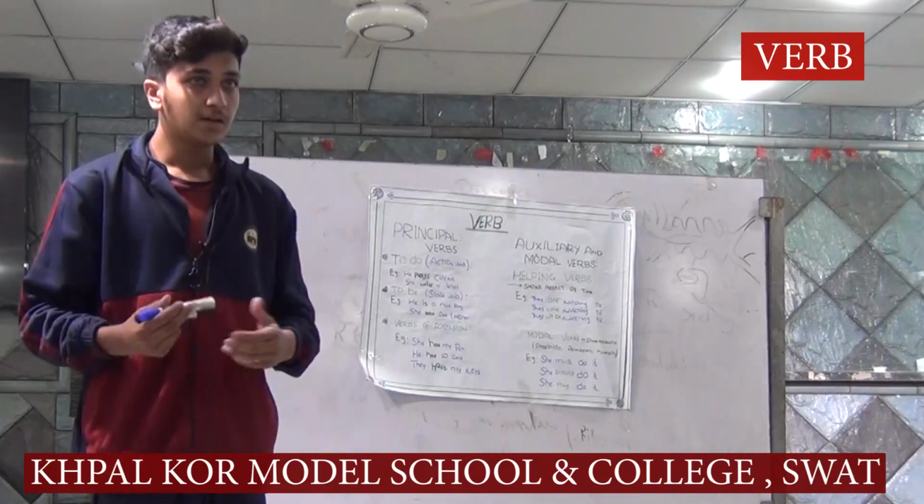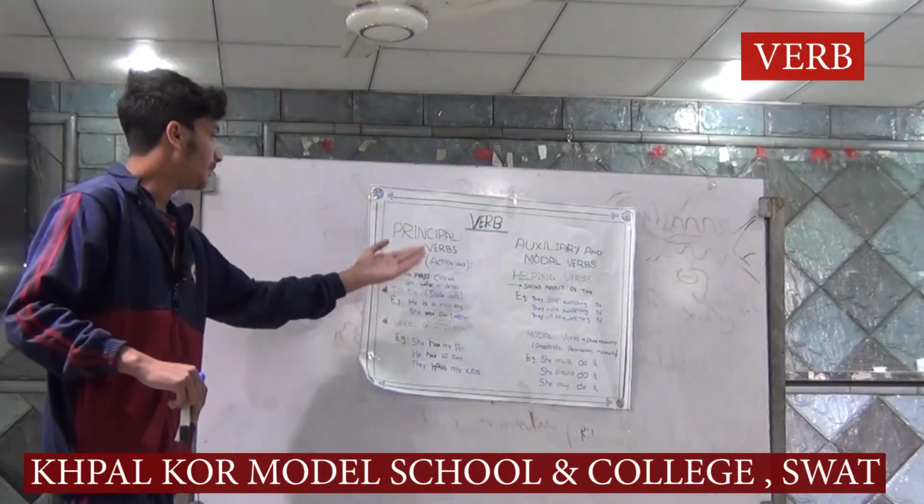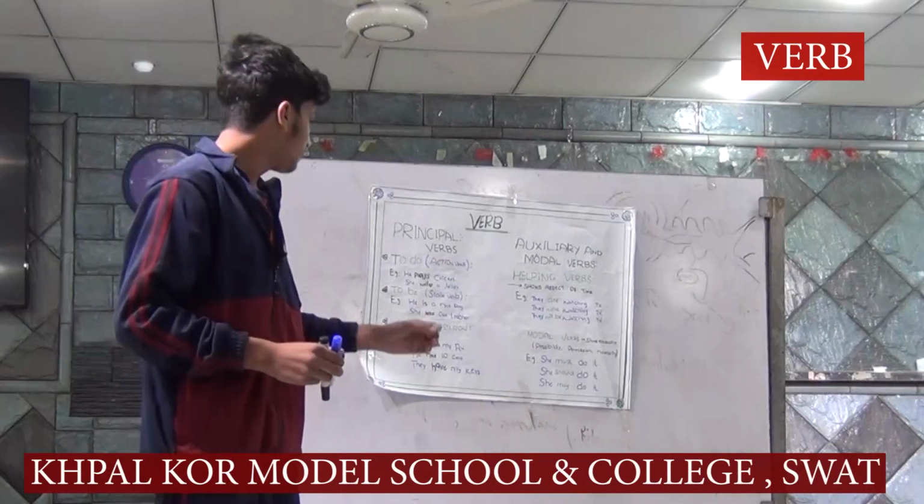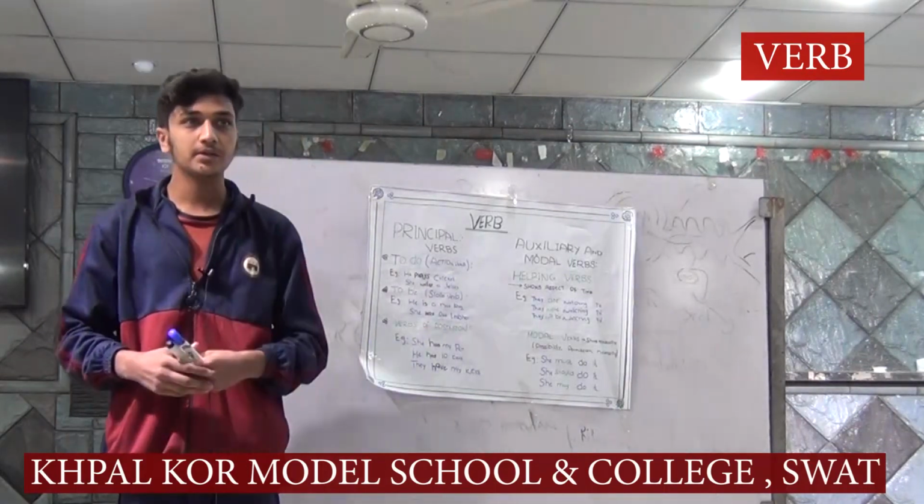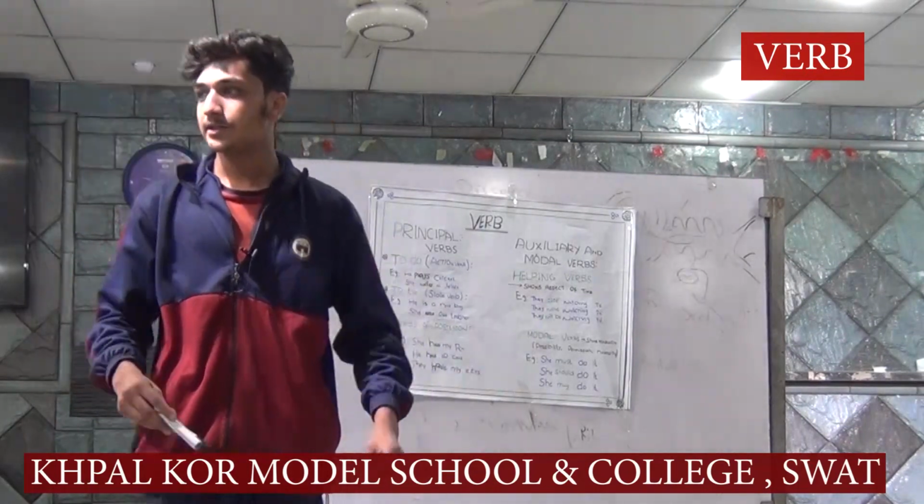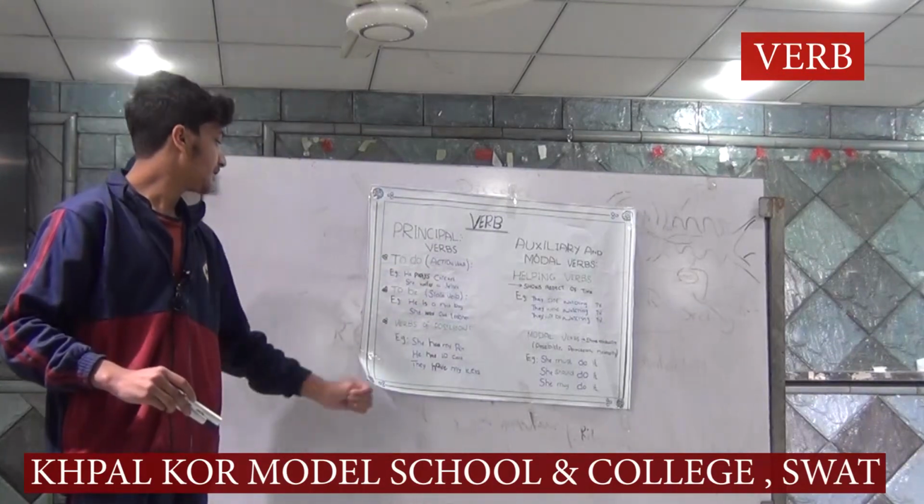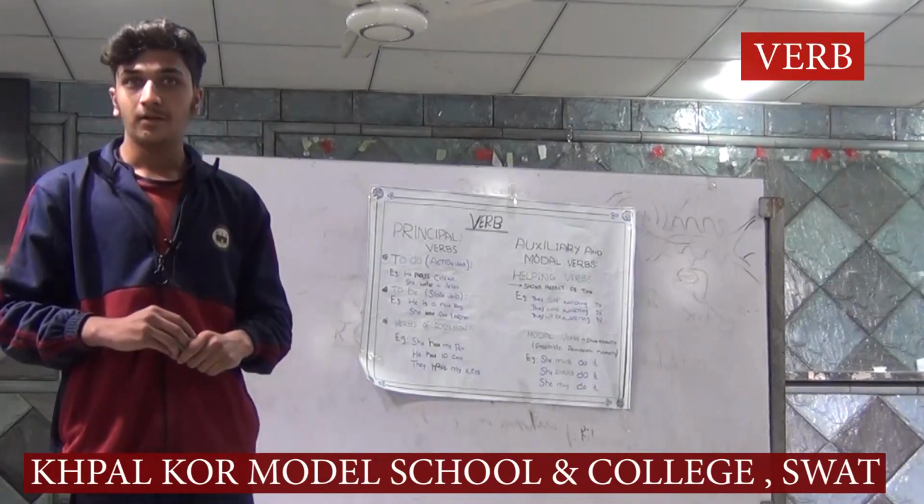A verb is a word which shows an action. For example, he plays cricket. Play is an action because a person is playing, so he plays cricket. It is an action. But what if I say she has my pen?